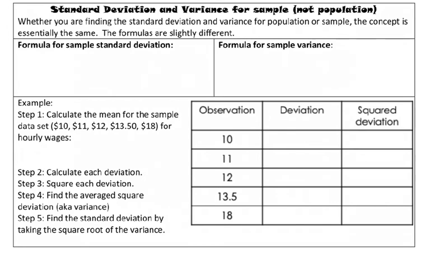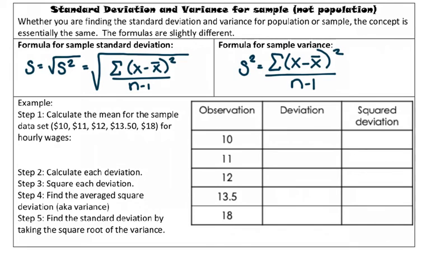It's going to look scary. I'm sorry. Whew, okay, take a deep breath. It's going to be okay. We're going to do some examples. Alright. So example. Step 1, we're going to calculate the mean for the sample data set. So we have 10, 11, 12, 13.5, and 18. If I add those up and divide by 5, I get 12.9. Not too bad, we're good.